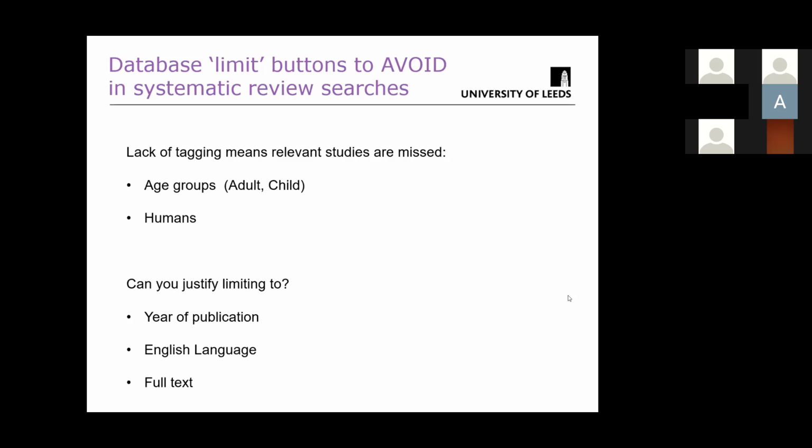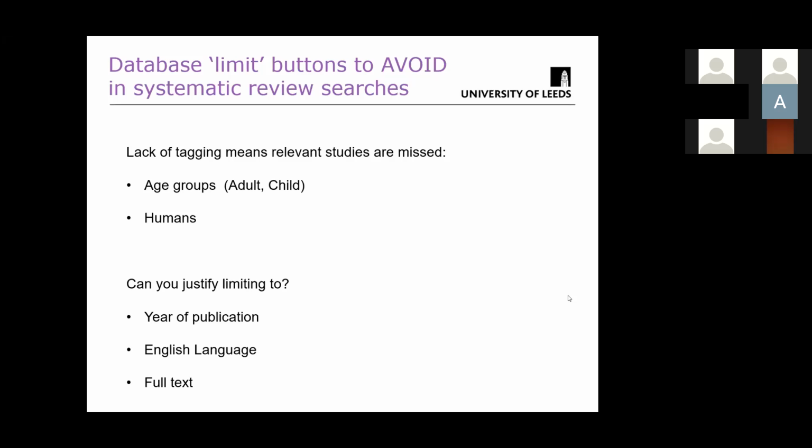Other limits that people quite often use are year of publication or English language. And I've also seen people using full text as well. Now, date limits and English language limits are shortcuts that you commonly see used. But really, if you want to reduce bias, it's not ideal.